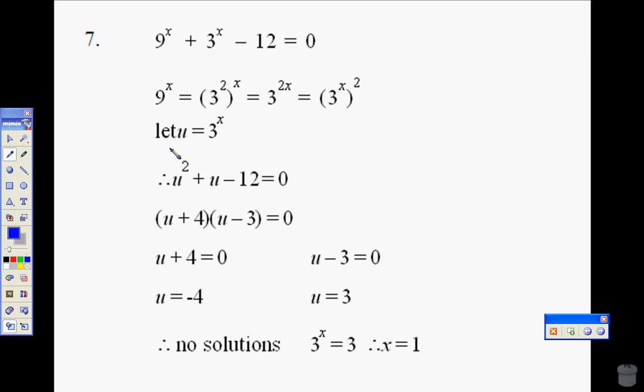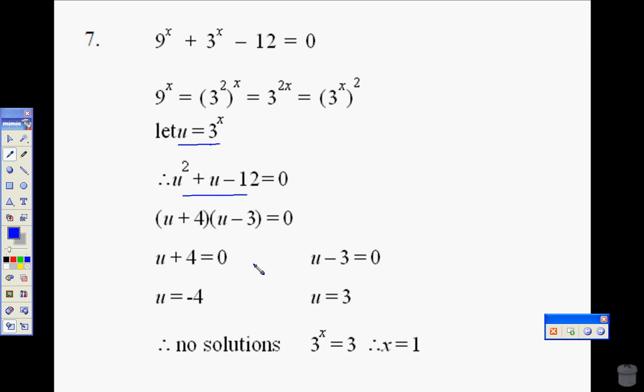Playing around with our indices gives us 3 to the power of x, all squared. So if we let u be equal to 3 to the power of x, 9 to the power of x is 3 to the power of x all squared, and then 3 to the power of x is u. That gives us 9 to the power of x being u squared. 3 to the power of x is u, and we've got minus 12. We've got u plus 4, u minus 3 is the factorisation of that quadratic.